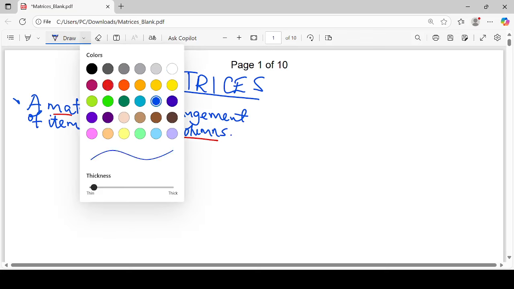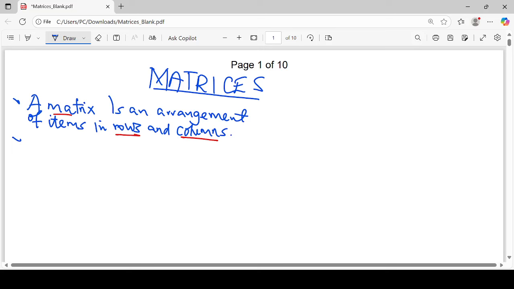The items in a matrix are always called elements. So if someone tells you what is an element, this is simply an item in a matrix. So you can say that items in a matrix are called elements. We have to note that, learners, items in a matrix are called elements.